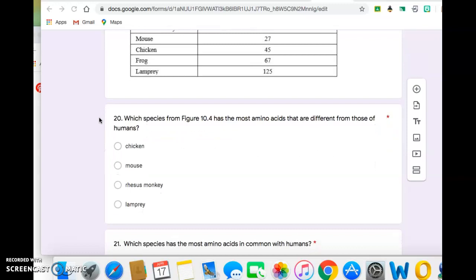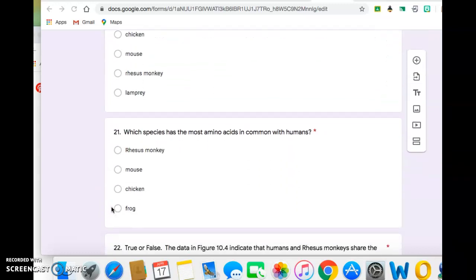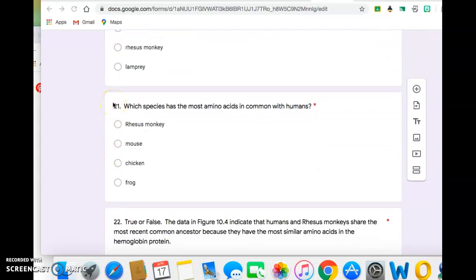Number 20 says, which species from Figure 10.4 has the most amino acids that are different from those of humans? Chicken, mouse, rhesus monkey, or lamprey? Number 21. Which species has the most amino acids in common with humans? Rhesus monkey, mouse, chicken, or frog?